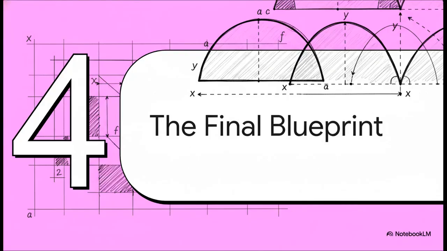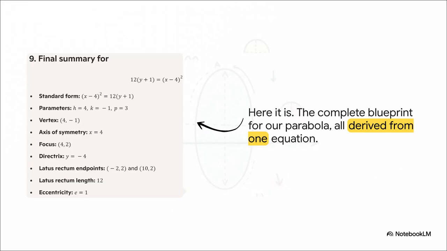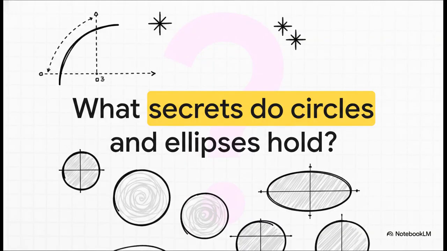And just like that, we've done it. We've taken an abstract equation and turned it into a complete, detailed map of a parabola. Let's see it all together. Look at that. The whole shebang. The standard form, our 3 key parameters, the vertex, the axis of symmetry, the focus, the directrix, the latus rectum, and even the eccentricity, every single feature all unlocked from that one initial equation and the fundamental rules of what a parabola is.